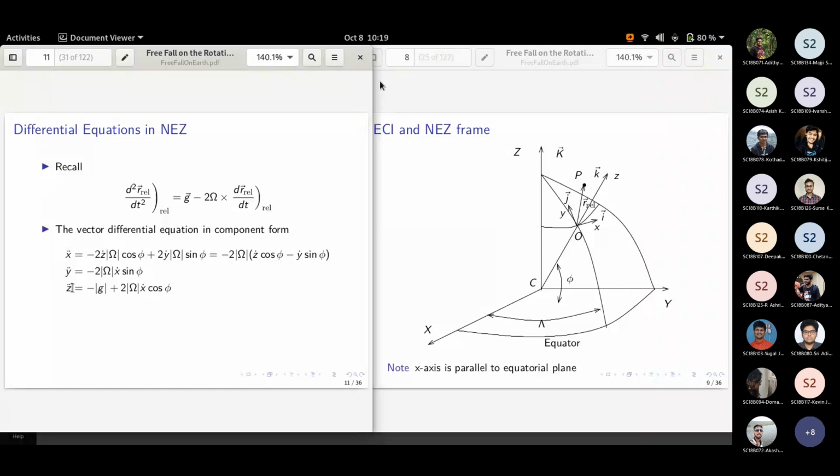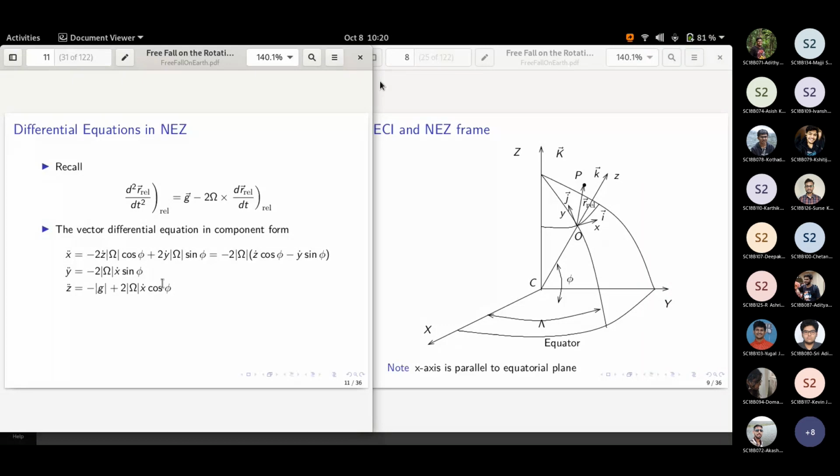They are all in the relative frame, remember. Minus 2 times z dot modulus omega cos phi, 2 times y dot modulus of omega sin phi. Or you could also combine them because 2 times modulus of omega is common. And similarly, you have y double dot equals minus 2 modulus of omega x dot sin phi minus g plus z dot is this particular expression.